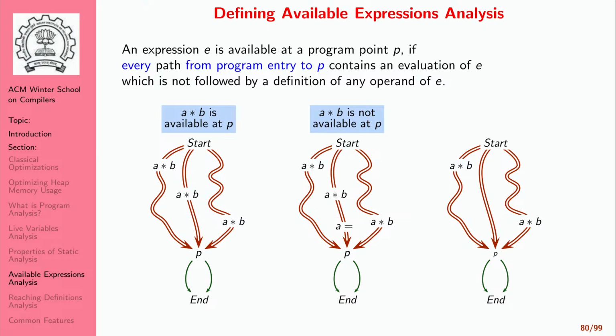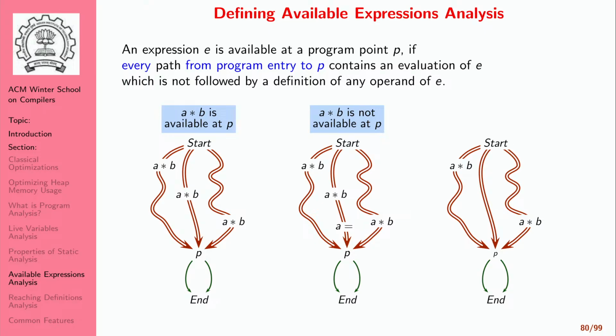This expression A star B is available, then in this execution path, the value of A star B computed here is same as the value of A star B computed here, because no operand has been modified. This property holds for every path. So the value of an expression computed at a program point is same as the value of the expression computed in every previous occurrence of the expression in every path.